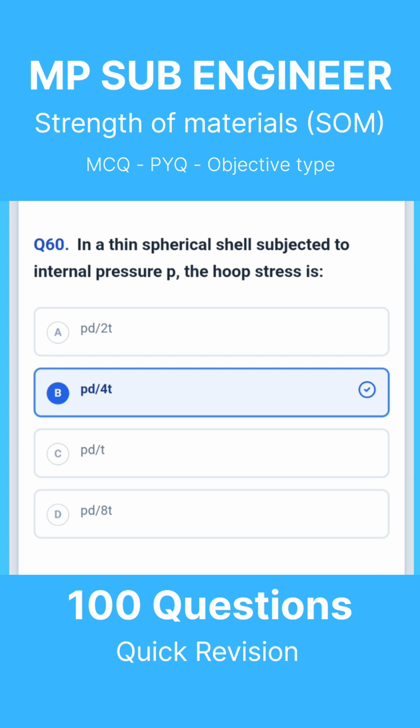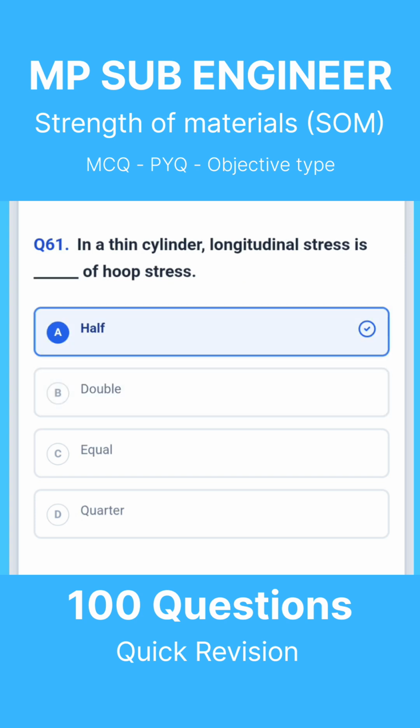Question 60. In a thin spherical shell subjected to internal pressure P, the hoop stress is. The correct answer is Pd divided by 4t. Question 61. In a thin cylinder, longitudinal stress is blank of hoop stress. The correct answer is half.